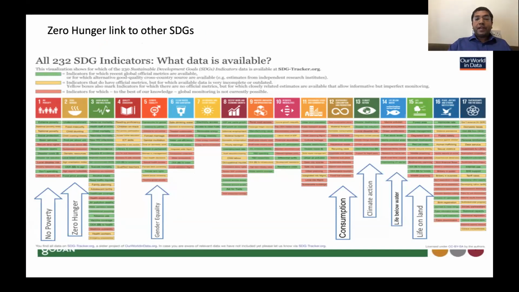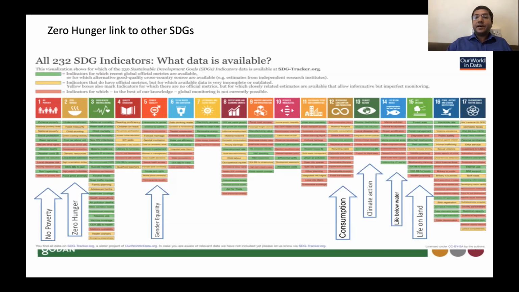And even, for example, if I look into zero hunger, there are so many links to other SDGs. It's not just one. You have to have a holistic approach when we look into how to tackle this as well. So data is very important, but as you can see, even today, this slide is from the SDG tracker, which shows where we have available data in green, and the red shows where we don't have the data. So for some of the indicators, we don't have up-to-date data at a global scale. Even today, many of these indicators don't have the data.